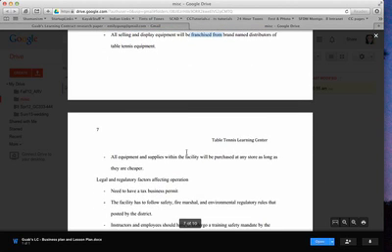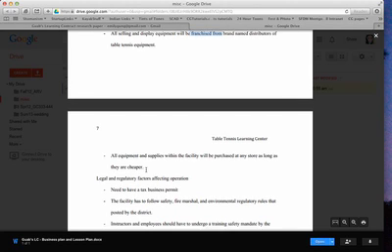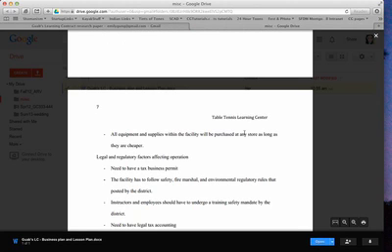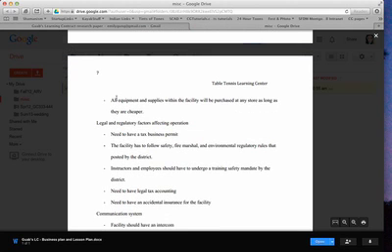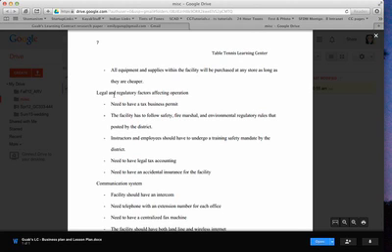All equipment and supplies within the facility will be purchased at any store as long as they are cheaper. At any store? What store? Like Kmart? I'm not sure what you mean. Oh, okay. So you mean to say like you go to Sam's? Okay, so you might want to say, competitive pricing will allow for resourcing of equipment and supplies for the facility. And I think that's what you mean.